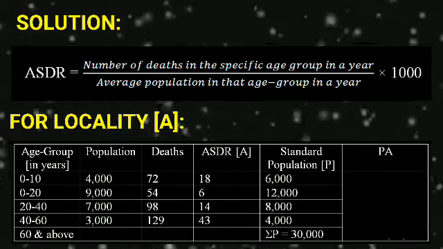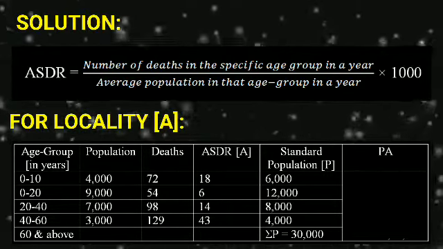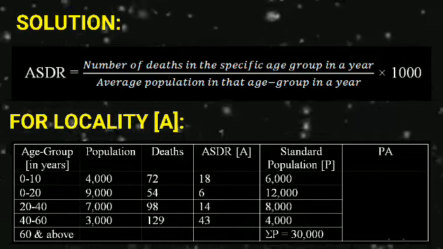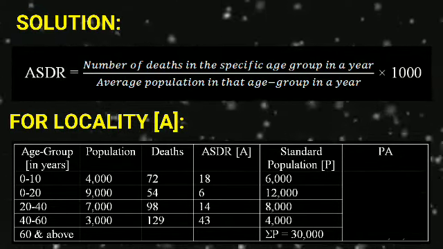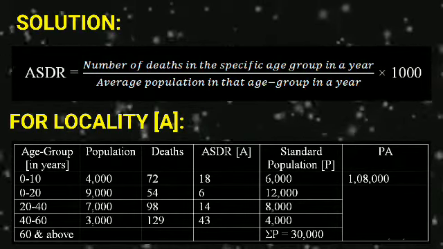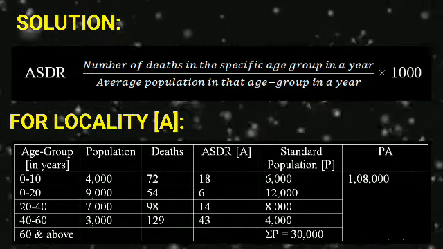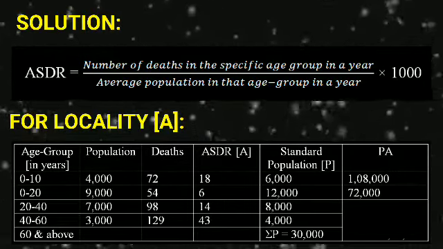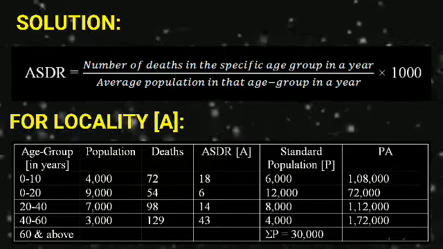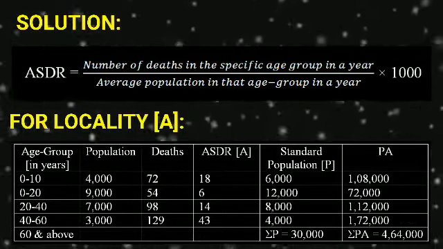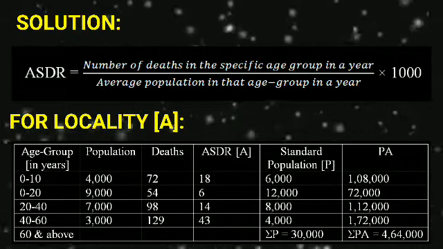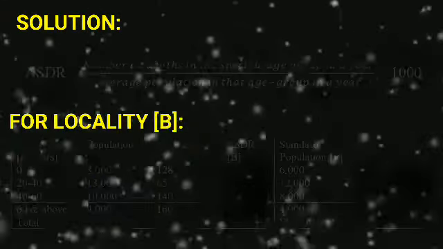Next column, find P into A, that is, the standard population multiplied by the respective ASTR values. The first value, 6,000 multiplied by 18, is 1,08,000. Second value, 12,000 multiplied by 6, is 72,000. Similarly, compute the other two values and find the sum total of PA. So sigma PA equals 4,64,000.